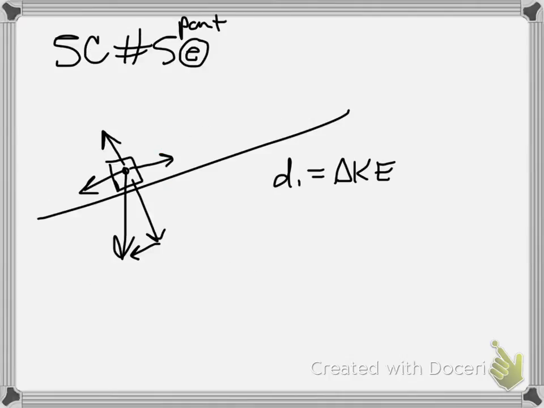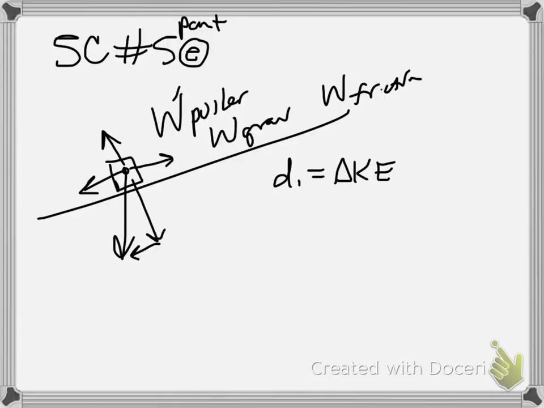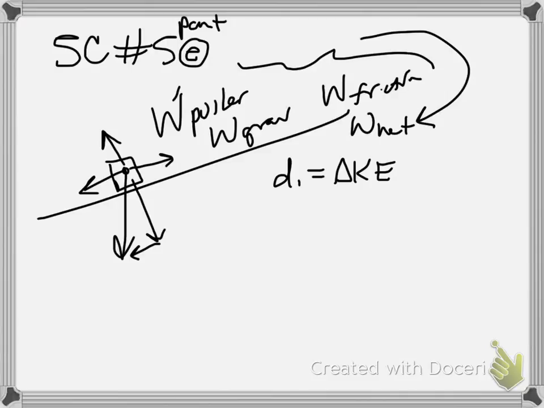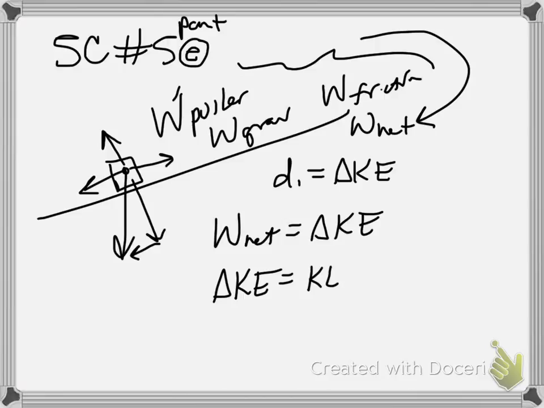Okay, so you've got this object, and you've got work done by the puller, work done by gravity, and work done by friction. If you add all those up, you get the net work. And basically that's question D, because net work equals change in KE. Well, net work equals change in KE, and change in KE equals KE final minus KE initial.